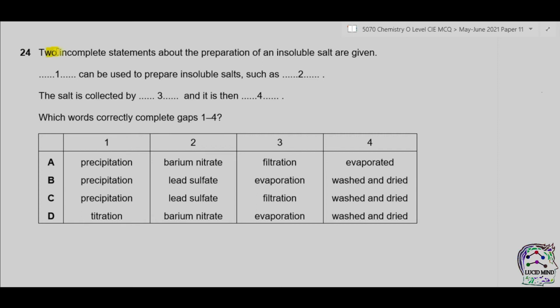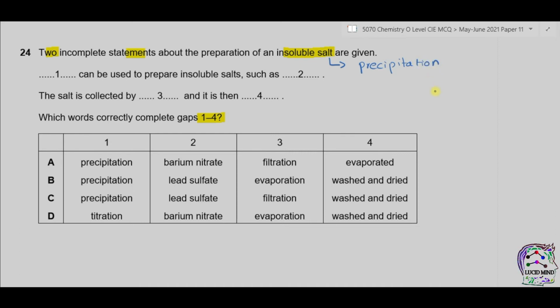Question 24. Two incomplete statements about the preparation of an insoluble salt are given. We have different options. We can use these to fill in these blanks. Which words correctly complete gaps 1 to 4? In the question they have given the preparation of insoluble salts, so you should remember that insoluble salt is prepared by precipitation method.